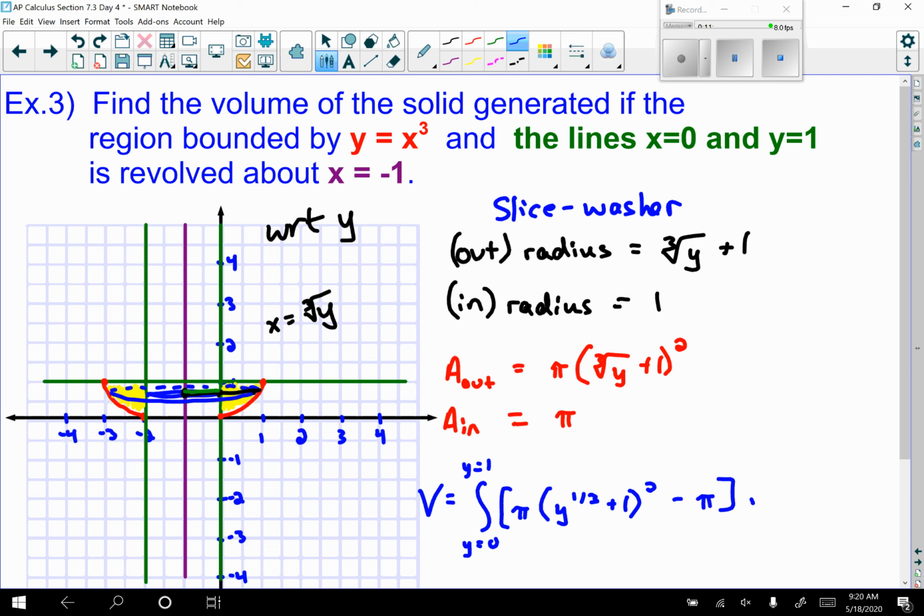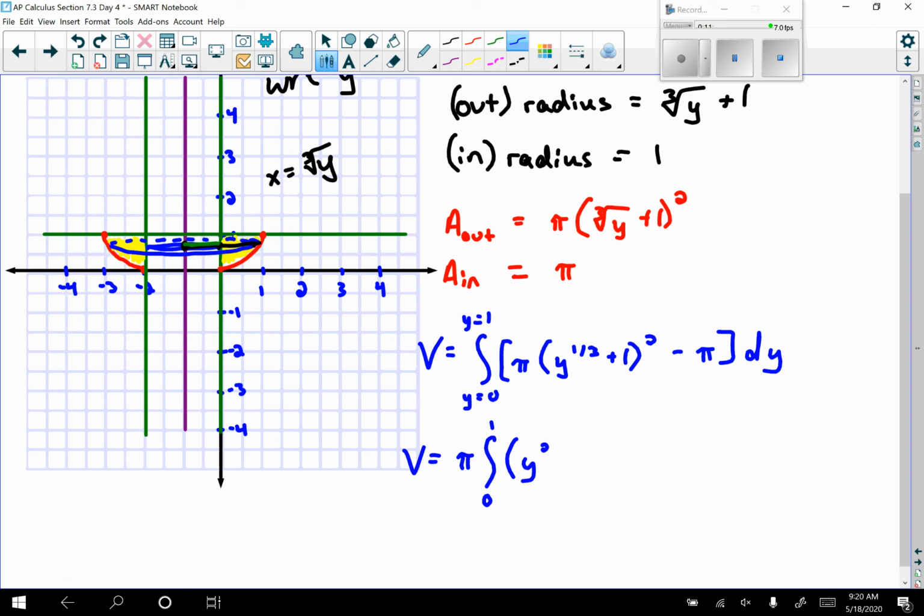So now if I were to take the pi out of each one, again from 0 to 1, I'm going to go ahead and expand this. So I'm going to get y to the 2/3 plus 2y to the 1/3 plus 1, and then minus 1, because I factored out the pi from that part, dy.